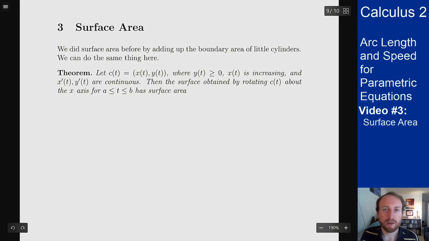In this video, we'll talk about computing the surface area of solids of revolution, but also for parametric equations. So the idea here is the same as it was before. I'm going to chop my curve up into little lengths, and I want to rotate those lengths around the x-axis to give me the boundaries of little cylinders. And then if I add up those shells, that will give me the surface area of the solid of revolution.